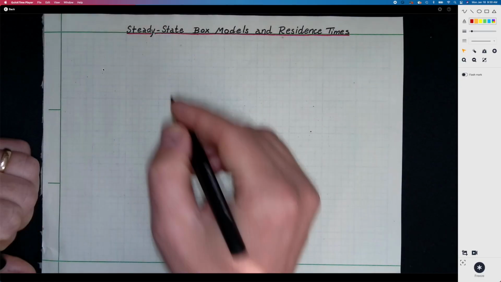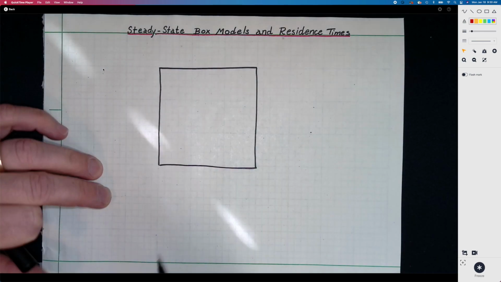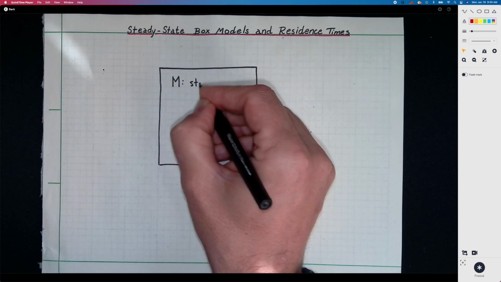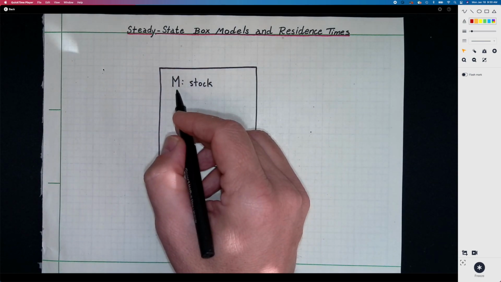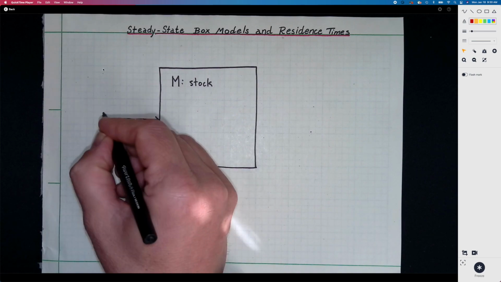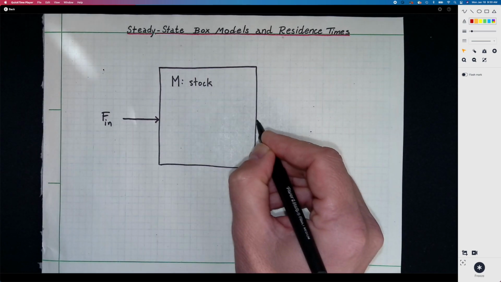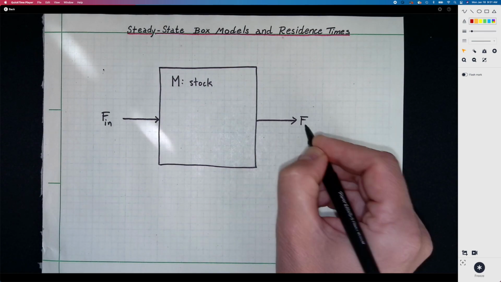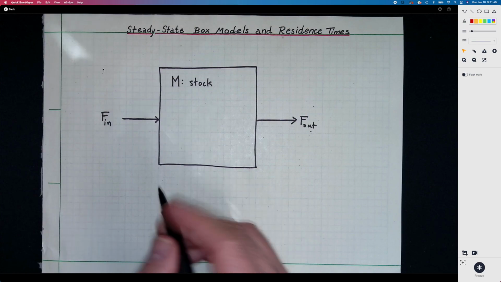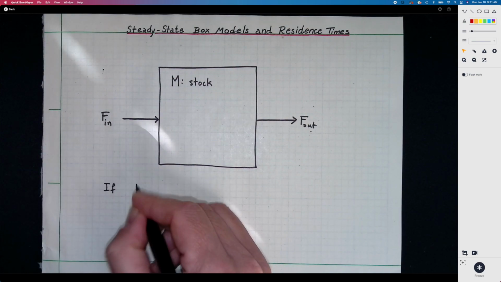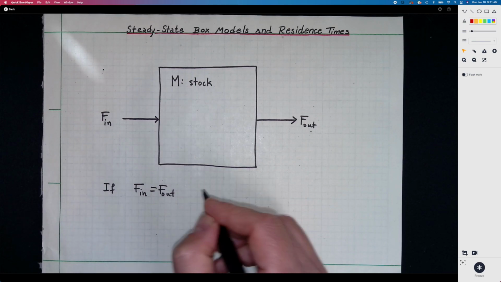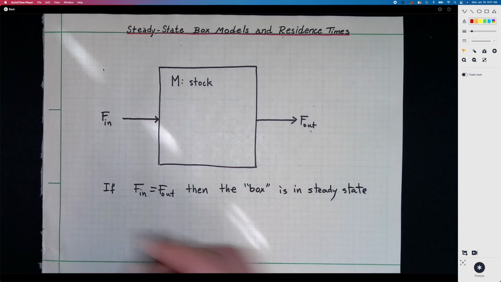If we think of a box, our compartment, and the amount of stuff in the box, we call that the stock, and we'll denote it by the letter M. So M is the stock, the amount of the substance in the box. Then the flow in, the input rate, we'll denote by F sub in, and the flow out is F sub out. If F in is equal to F out, then the stock will not change, and we have a steady state, or sometimes we'll say an equilibrium.